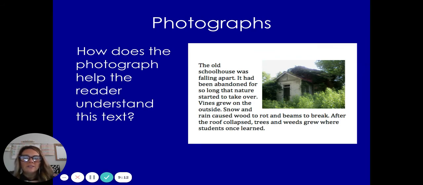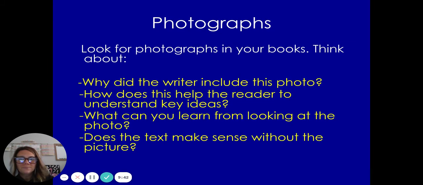Okay, so it's talking about the old schoolhouse was falling apart. It had been abandoned for so long that nature started to take over. Vines grew on the outside. Snow and rain caused wood to rot and beams to break. After the roof collapsed, trees and weeds grew where students once learned. Okay, so this is actually a photograph of this old schoolhouse falling apart. So now as I'm reading the words, I can also visually see what this schoolhouse looks like as it falls apart. So a photograph. This was actually taken, right?